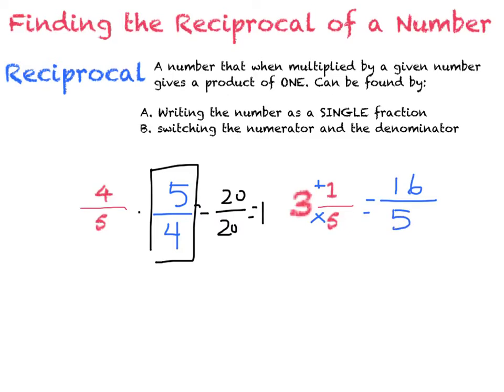So now that I've written it as a single fraction, now I can switch my numerator and my denominator. So I'm going to put 5 as my numerator, 16 as my denominator. Again, I notice if I multiply 5 times 16, I'm going to get the exact same answer as if I do 16 times 5. So my numerator and denominator are going to be the same. It's going to simplify to 1. So this time my reciprocal of 3 1/5 is going to be 5/16. Take a minute to pause the video and solve the next 3 reciprocals that you'll find on your note skeleton sheet.